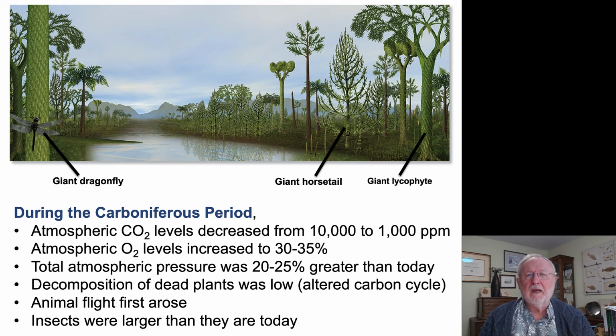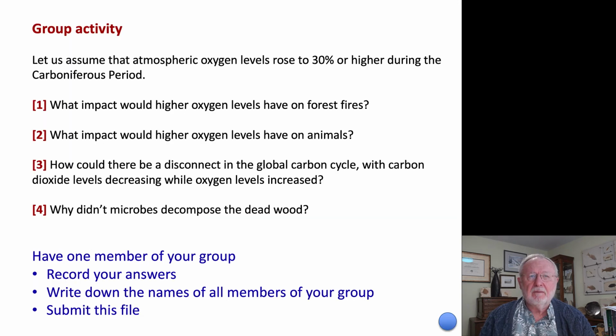So what was going on? Why didn't we have decomposition? So here's our group activity. We're going to talk about oxygen levels rising. What would be the impact of higher oxygen on fires? It's a topic relevant to the news today. What would have been the impact on animals? Why was there a disconnect in the carbon cycle? And why didn't microbes decompose all that dead plant biomass?